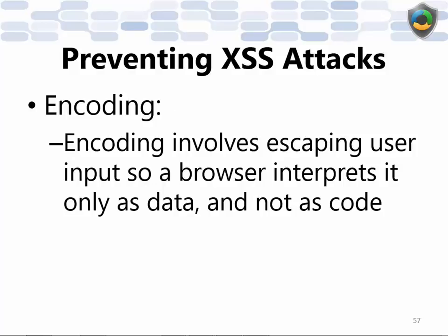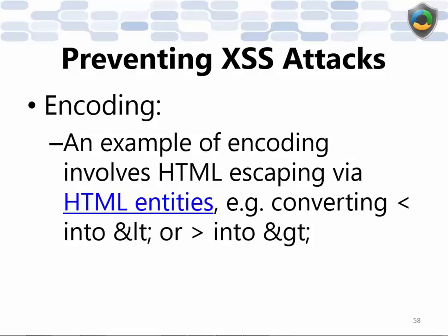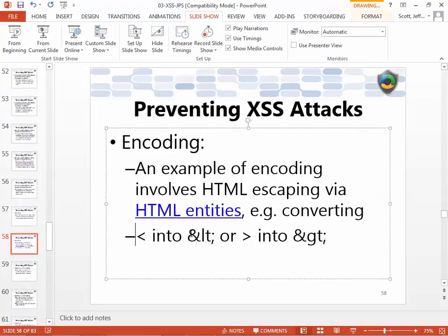So encoding, as it says there, involves escaping user input so a browser interprets it only as data and not as code. For example, the use of HTML entities, and I put a hyperlink there, which will convert something like a less than sign, for example, into this, or it'll convert a greater than sign into this. In other words, if someone tries to come into an HTML form and put in a script tag, instead of saying less than sign script greater than sign, it'll say this. The system won't be able to interpret that as being actual code.